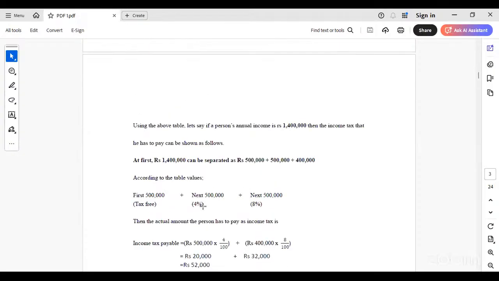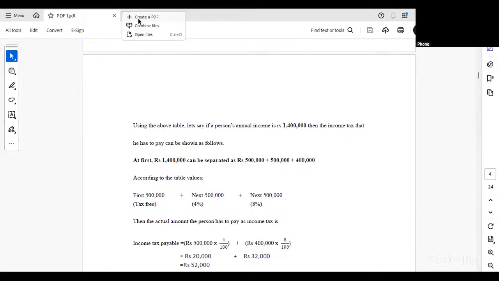So page number 3. Using the above table, let's say if a person's income is 1.4 million, then the income tax that he has to pay can be shown as follows. Now see the board. Now we know that the person's income, we said here, is 1.4 million.